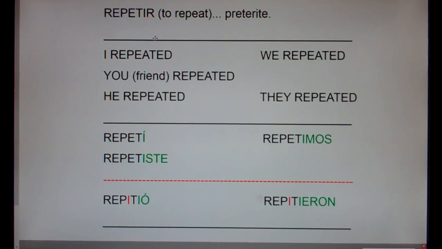Like vestir, to dress. In the present tense, it's a boot verb. In the preterite tense, it's a sandal verb. Pedir, to request or to ask for. It's an IR verb. It's a boot in the present. It's a sandal in the past.